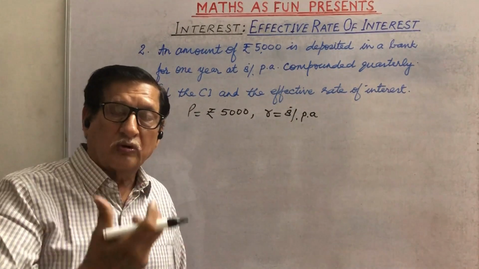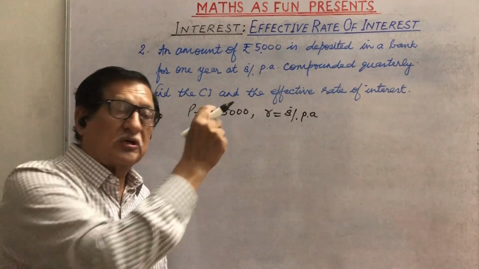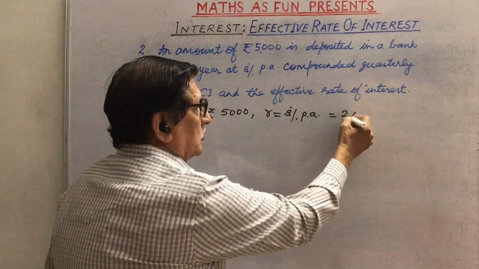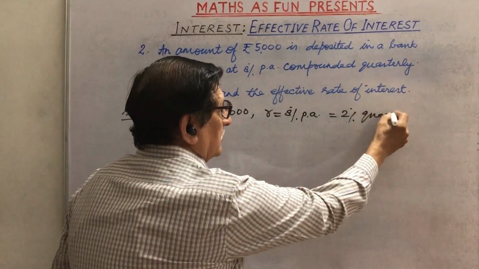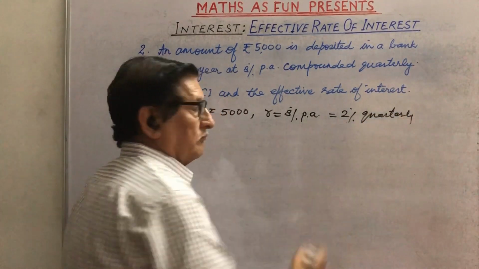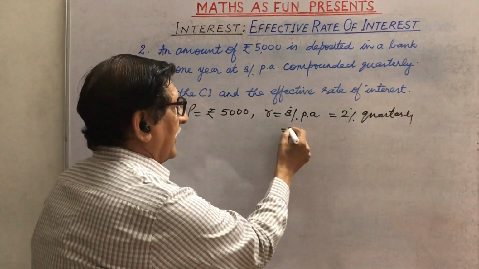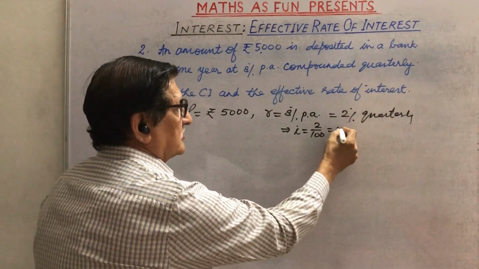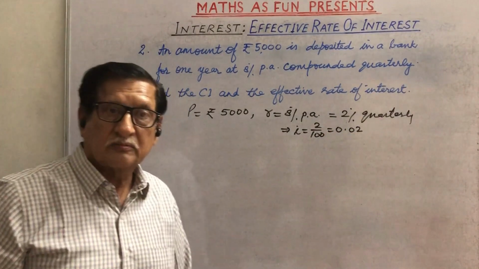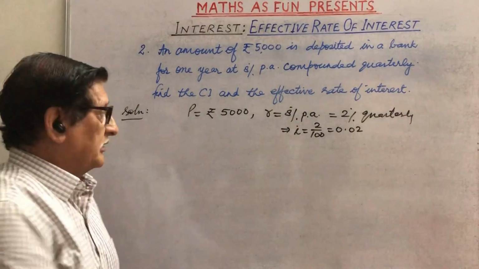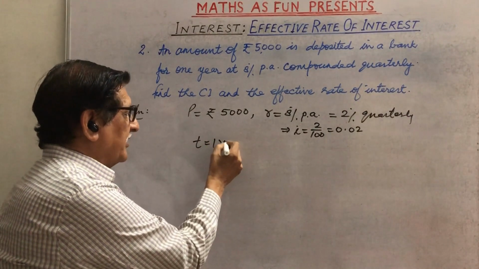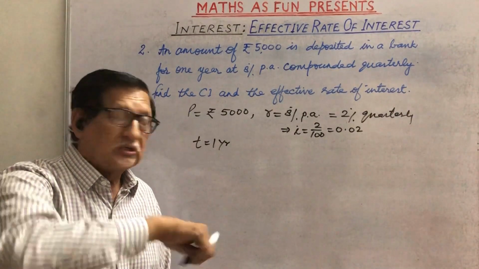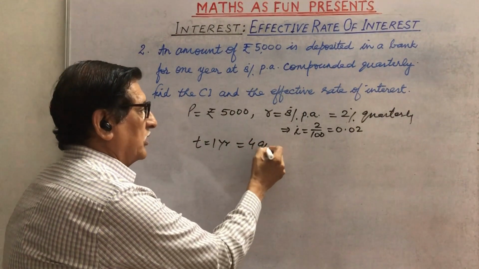We know there are 4 quarters in a year, so we have to divide it by 4. It means this will be equal to 2% quarterly. So we get I is equal to 2 upon 100, or we can say 0.02. The time is given as 1 year, but there are 4 quarters in a year. So this will come as 4 quarters.